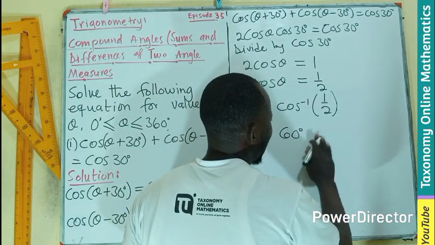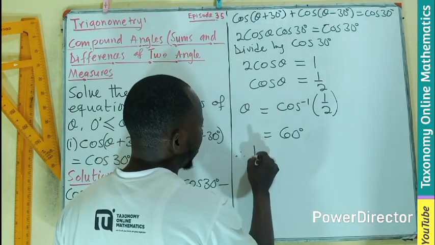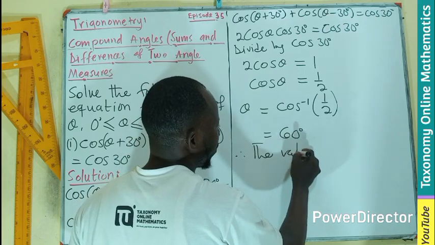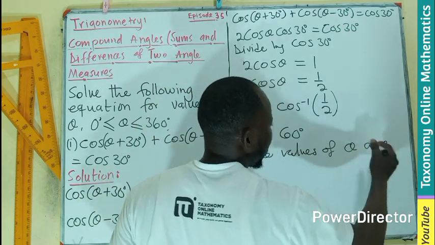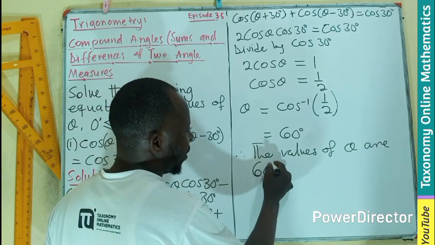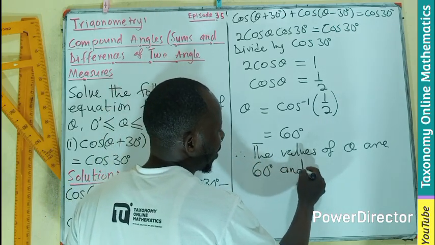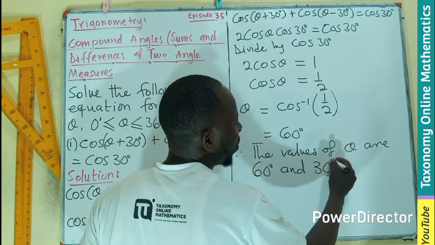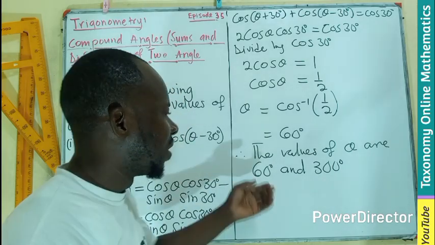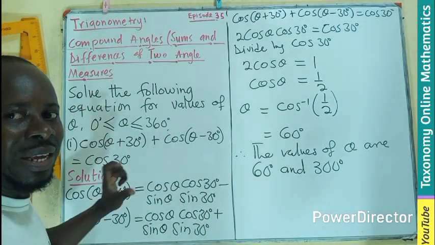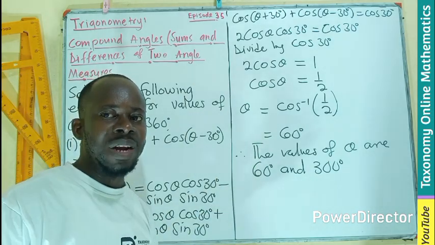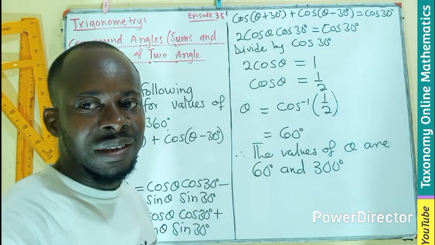Okay, I think I should have, therefore, the values of theta will be 60 degrees and what? 300 what? Degrees. So this is the value we can get if we are to solve this equation. It is an equation, therefore we need to find the value of the unknown. I guess this is clear.